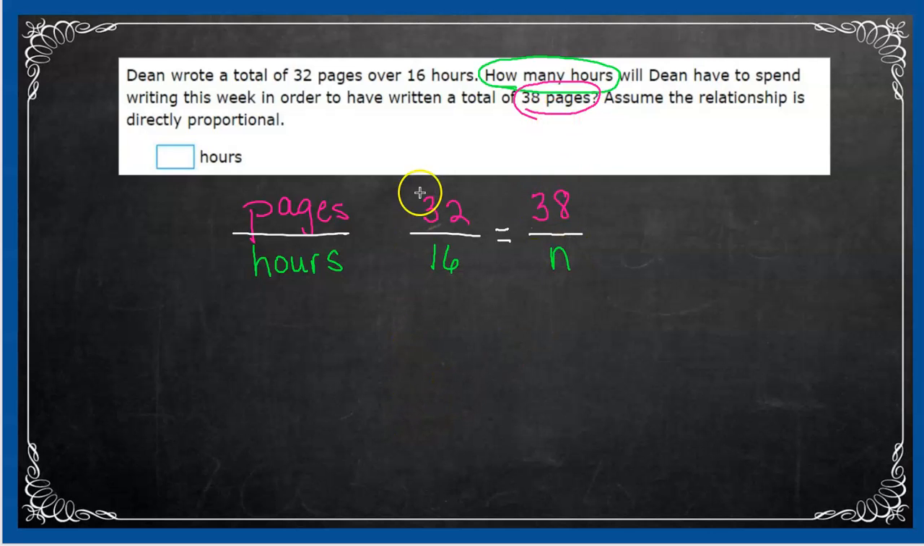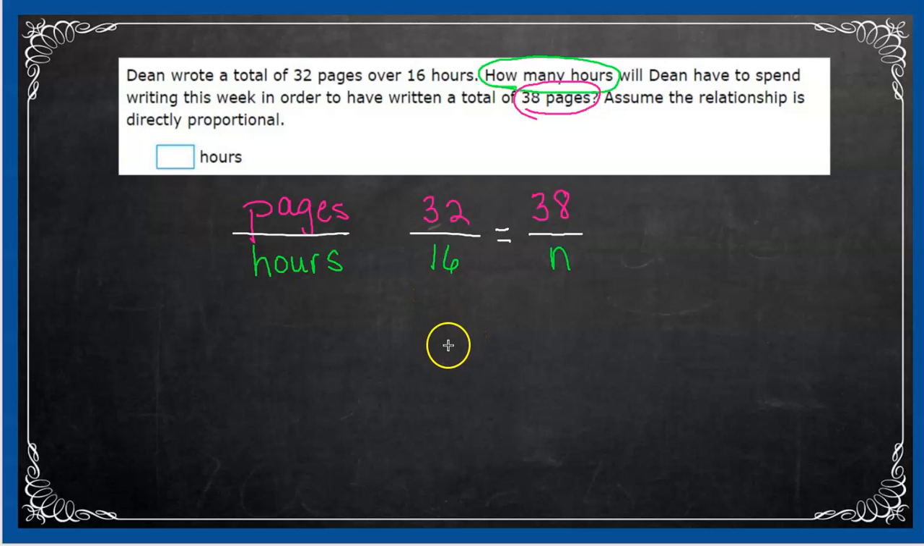All right, so this is one of those where, first of all, let me just say this. Remember that whatever you decide, we could have put hours over pages. It wouldn't matter as long as we had green all the way across the top and pink all the way across the bottom. We just have to make sure that the fractions that we write from the problem end up being in the same order, so to speak.